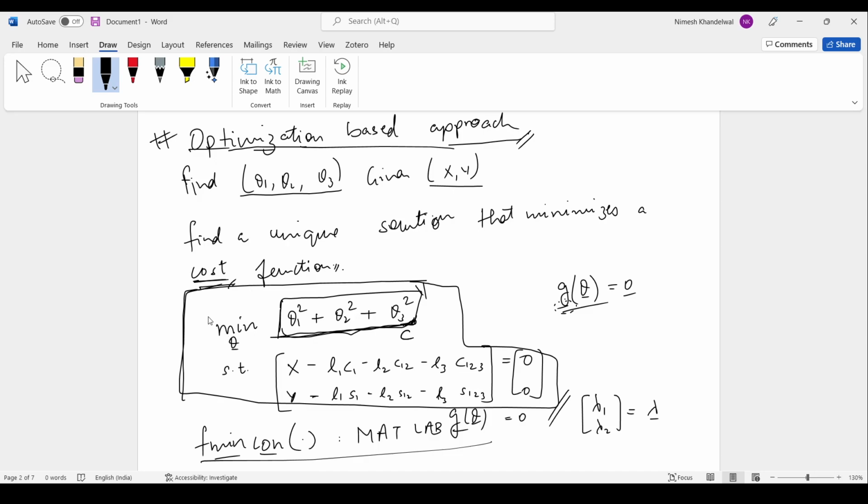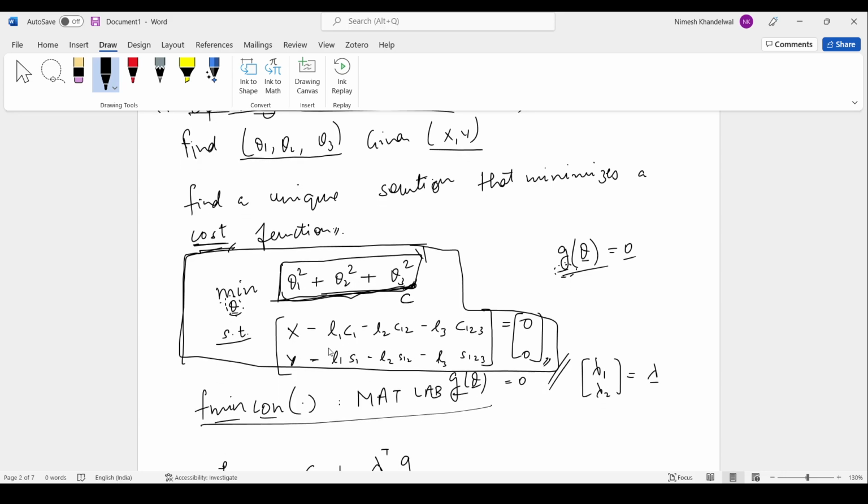So this is the formal way in which the optimization problem is defined: minimize this cost function, that is theta 1 square plus theta 2 square plus theta 3 square, over the variable theta, subject to the constraints of your forward kinematics. Irrespective of any solution that you get, it should always satisfy the forward kinematics. And there are two constraints, because there are two forward kinematics equations. One is for the x direction, one is for the y direction, and you can club them in a vector to make the representation clearer.